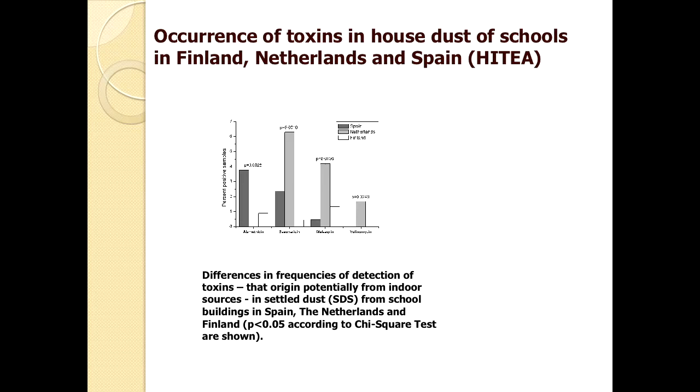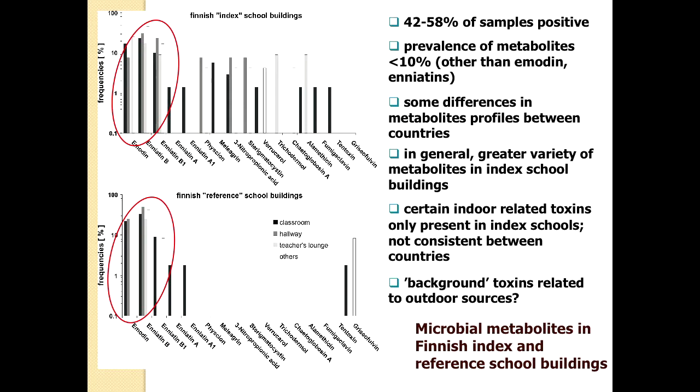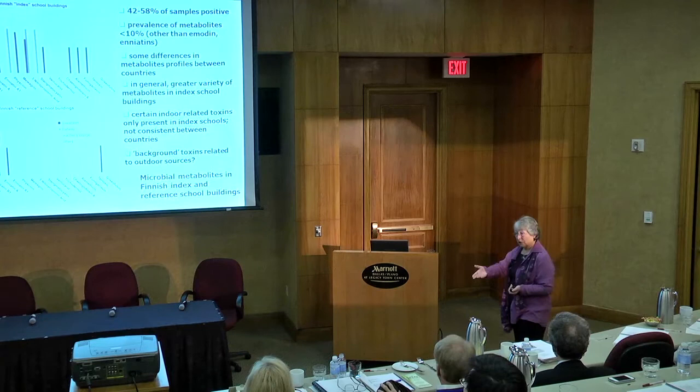So there were differences in frequencies of detection of the toxins. The origin, they were from indoor sources in settled dust, from school buildings in Spain, Netherlands, and Finland. Okay. And of those samples in all those different schools, 42 to 58% were positive for toxins of various kinds. There were differences in metabolites depending on where the samples were taken. But generally, the metabolites were found in greater concentration in contaminated or index schools. And there were some contaminants, some toxins that were related to what was outside and may have just been those that had been carried from the outside, where you have mixed cultures always, and are not part of the production of toxins from the indoor organisms.